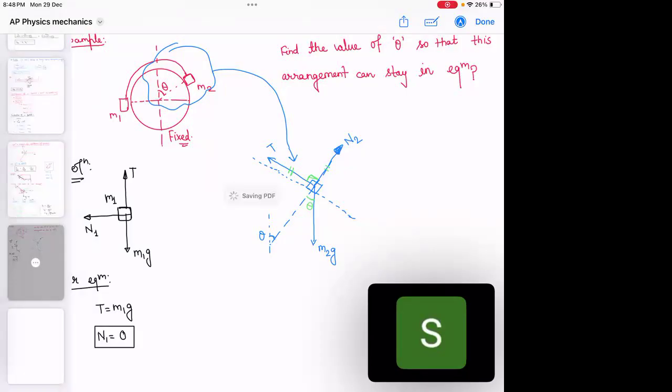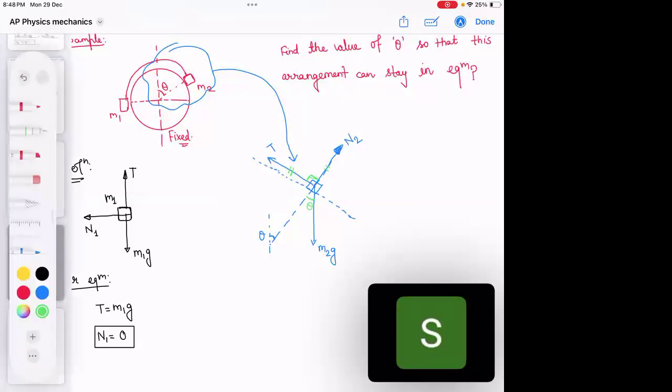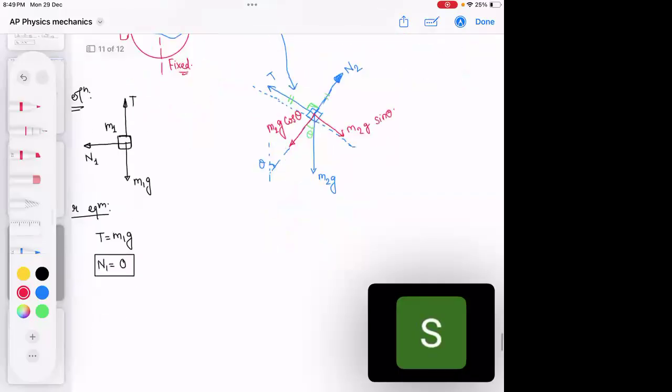So I should take the components of M2 g now. Or what else can you do? You can directly apply Lami's theorem also. Three forces are there, angles are known. We can apply Lami's theorem, or we can apply the component method. I'm going to solve this question using the component method. So what will be the components of M2 g? M2 g cos theta, this component is with the angle. And the other component is M2 g sin theta. Now for equilibrium, what should happen?